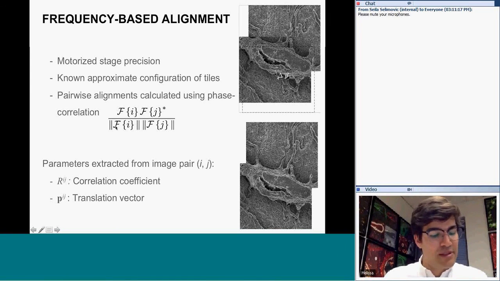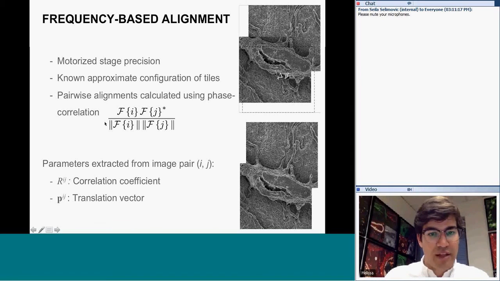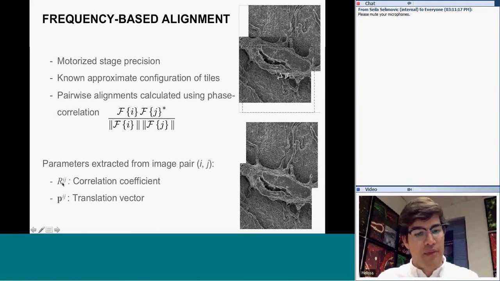This is a Fourier-based alignment approach that relies on the fact that the Fourier transform of a shifted signal has the same magnitude as the original signal, but with a linearly varying phase. So we used phase correlation to extract the two alignment parameters used in this study. The first parameter is the correlation coefficient R, which basically quantifies how good the resultant alignment was. And the second parameter is a translation vector, here denoted as P, that provides the correction that we need to apply to one of the images of each pair to maximize the alignment. And we used the registration libraries of ImageJ and Fiji to calculate both of these parameters, R and P.